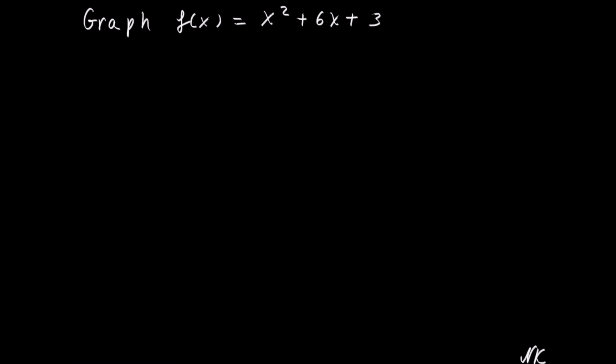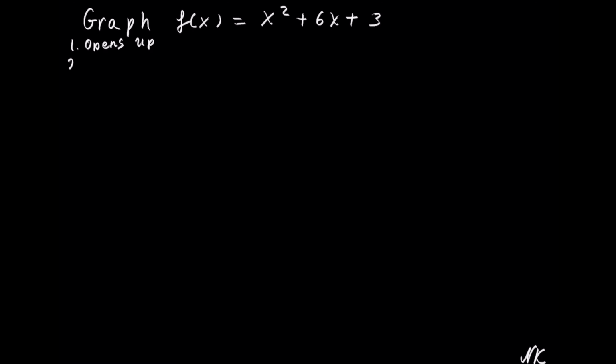Hello, in this video we are going to graph f of x is equal to x squared plus 6x plus 3. The first thing we need to decide is whether the parabola opens up or down. Since x squared is positive, the parabola opens up.